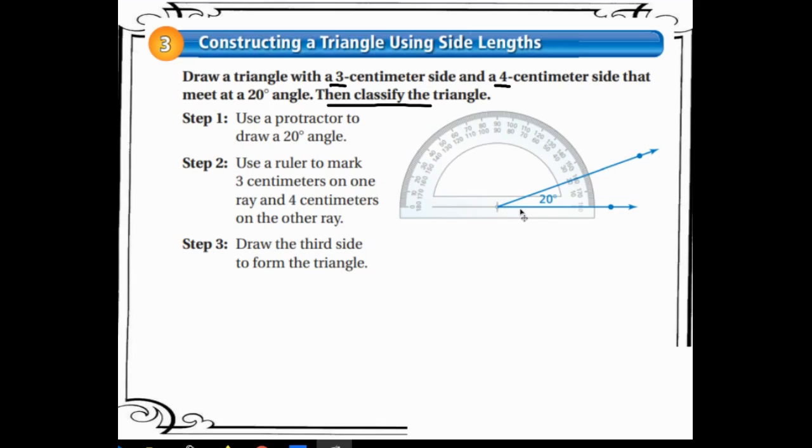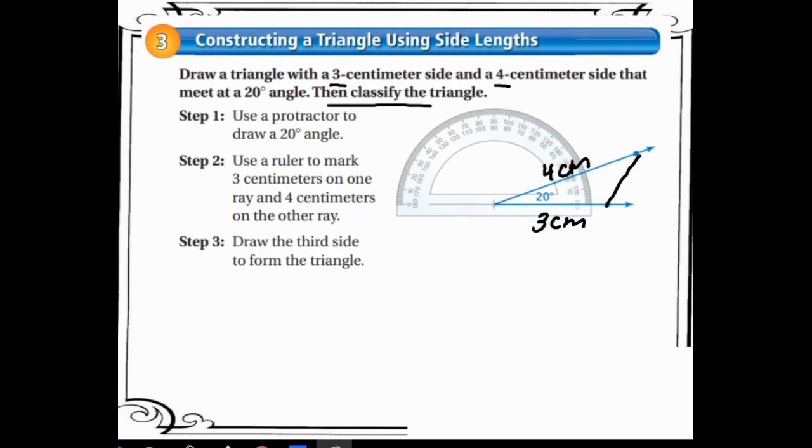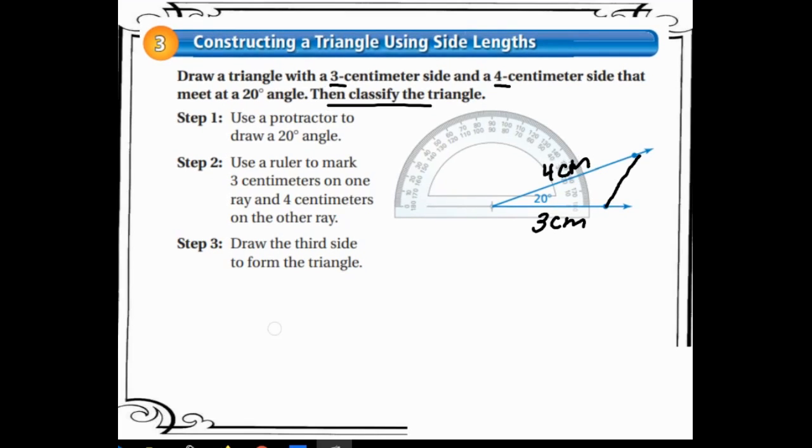Then on this line, we're going to measure one side that is 3 centimeters. And on the other side, we're going to draw a mark on our line that says this is 4 centimeters. So if this is 3 and this is 4, then we can draw a line between the two to complete our triangle. So that would be it. And then this, we would say, has a big angle right here. So what kind of triangle is it? It's obtuse. And it's also scalene.